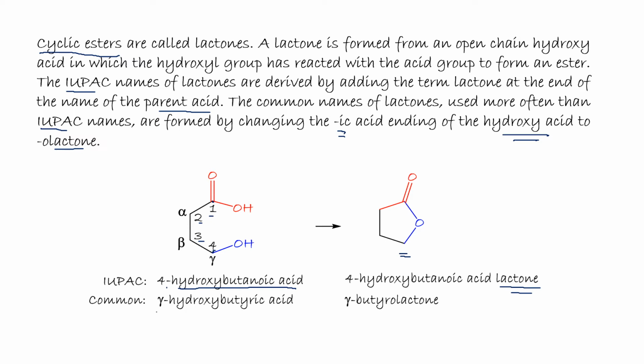What is the common name of this acid? This is alpha, beta, gamma. This is gamma hydroxybutyric acid. What we are going to do, take the IC out, add O-lactone, so it will be gamma butyrolactone. Gamma butyrolactone.